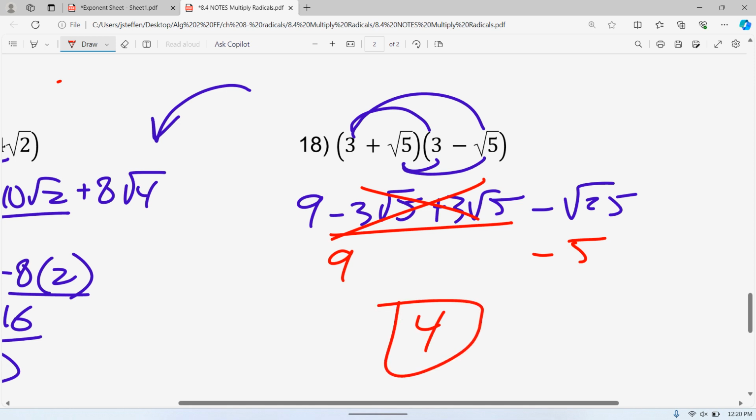Now, make sure you do not change this sign. When we did imaginary numbers, we always changed that sign because i squared is negative 1. This is not negative 1. This is not i squared. It is the square root of 25, which is just 5. So don't change that sign, whatever it is.